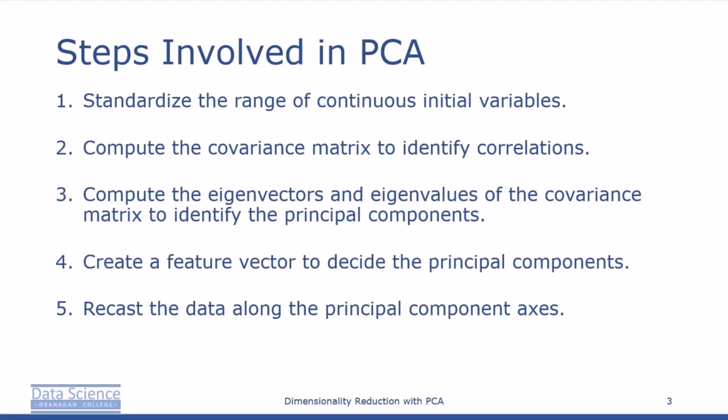The factors involved in PCA are to standardize the range of continuous initial variables. This can be done in terms of centering or a full standardization. We then want to compute the covariance matrix to identify the correlations. We compute the eigenvectors and eigenvalues of the covariance matrix to identify our principal components. We then create a feature vector to decide the principal components, and we recast the data along the principal component axes.